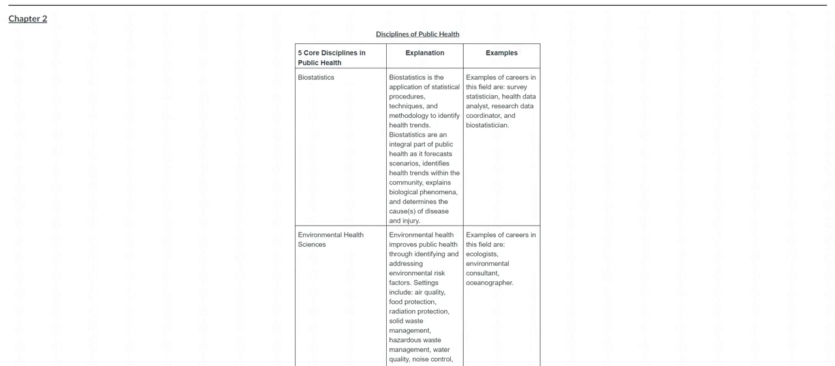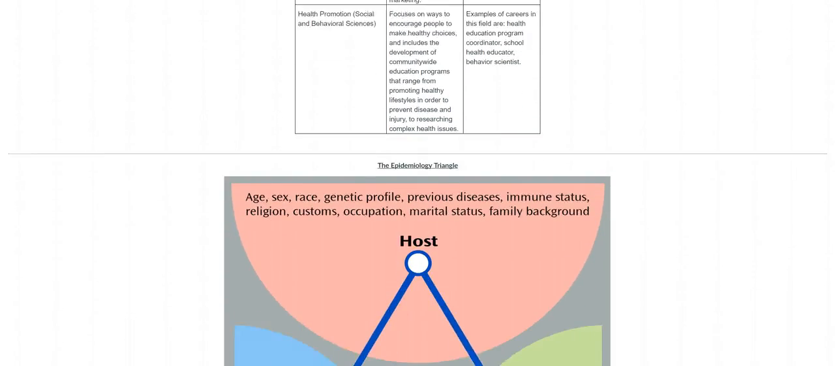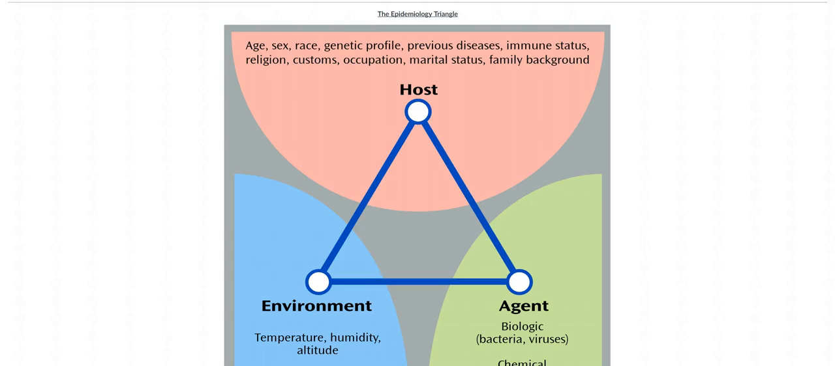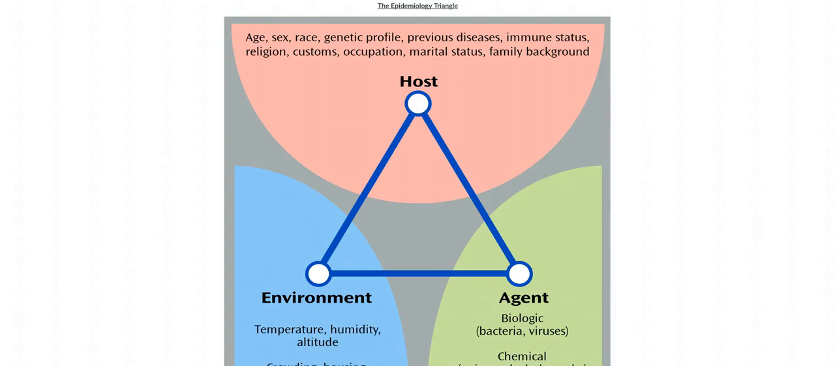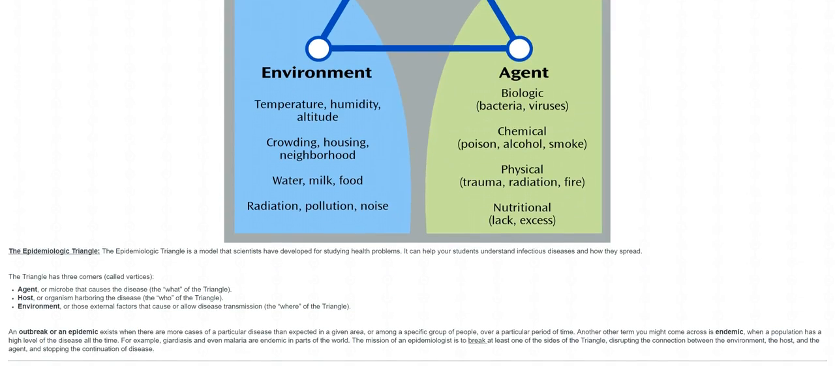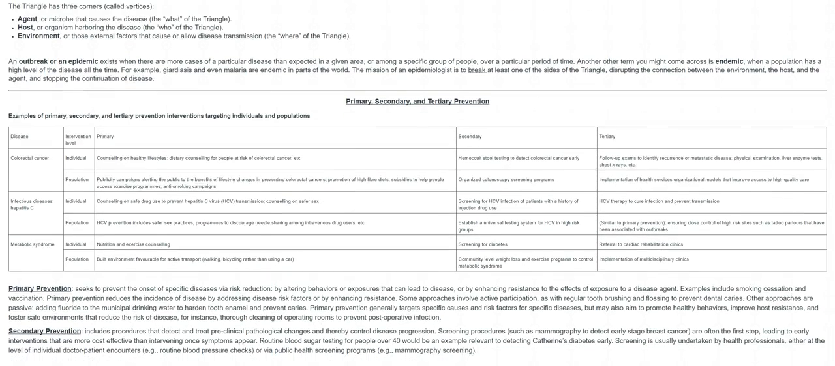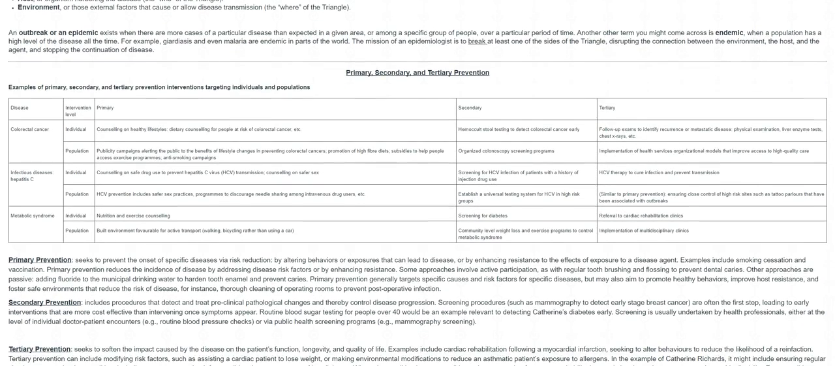All right, so here is actually a table on the disciplines of public health, just going through the 5 core disciplines of public health, as well as an explanation of each. And then, as you can see, here is the epidemiology triangle. I tried to find a diagram that really illustrates clearly what the agent, host, and environment are, and help you understand how it's used when assessing an outbreak or an epidemic.